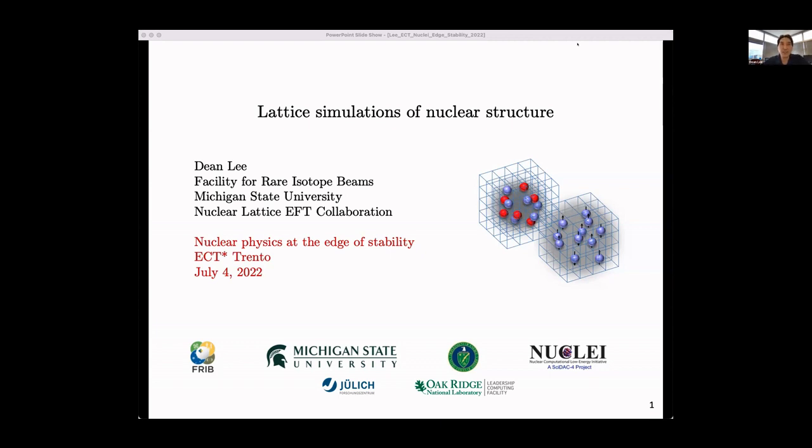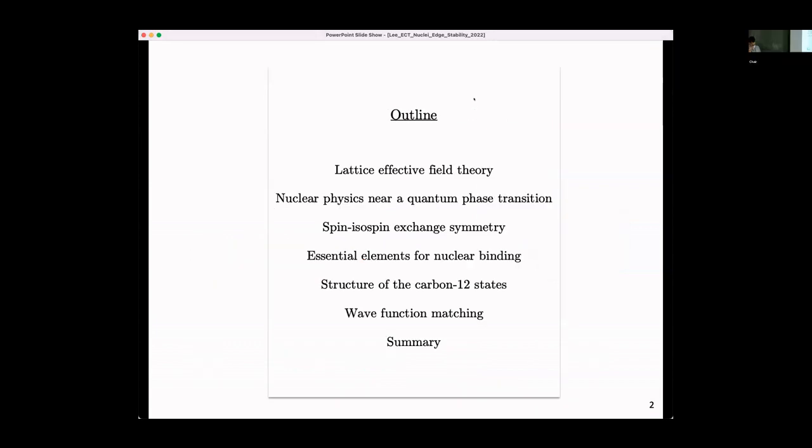So I'll talk to you about lattice simulations of nuclear structure. This is work done with the Nuclear Lattice Effective Field Theory collaboration, and you will see many of my collaborators on the papers that I will show you here. Okay, so here's the outline.